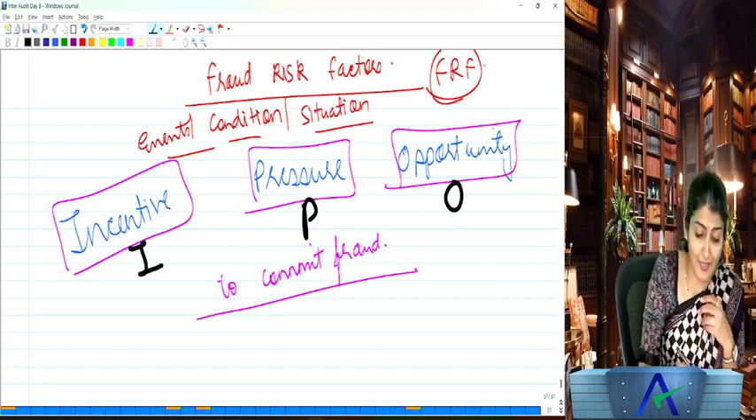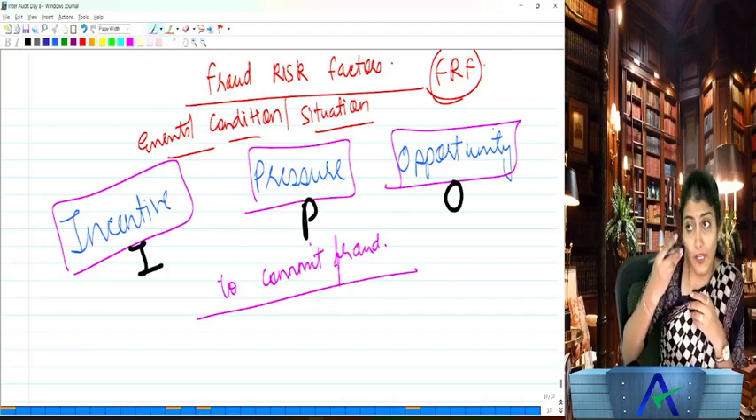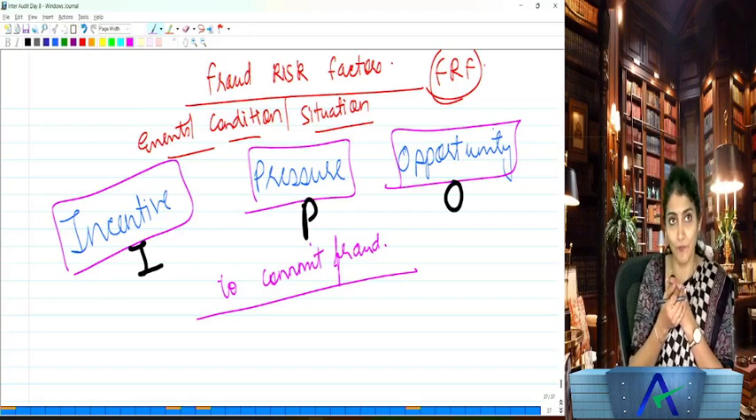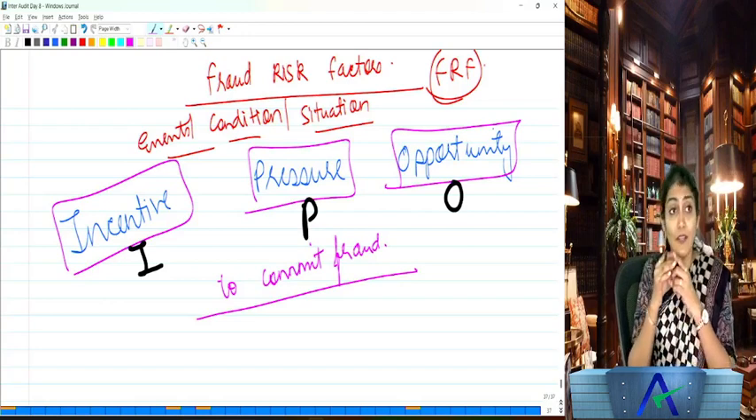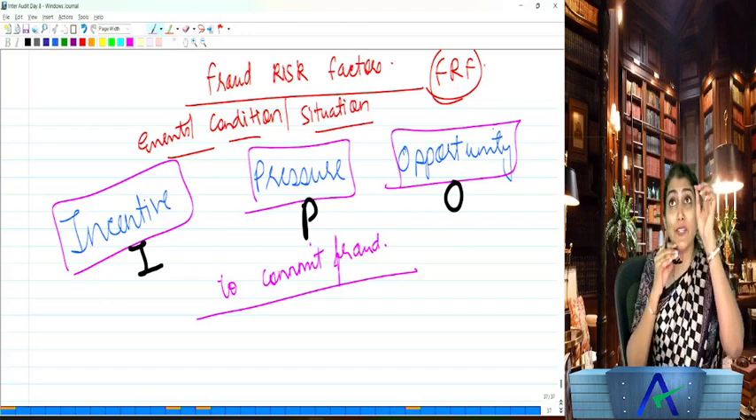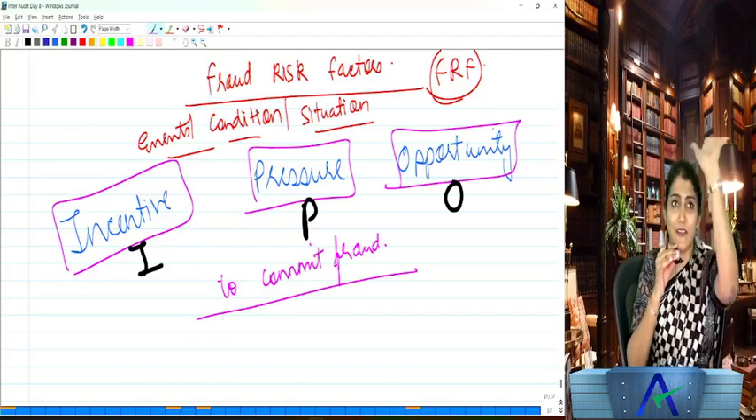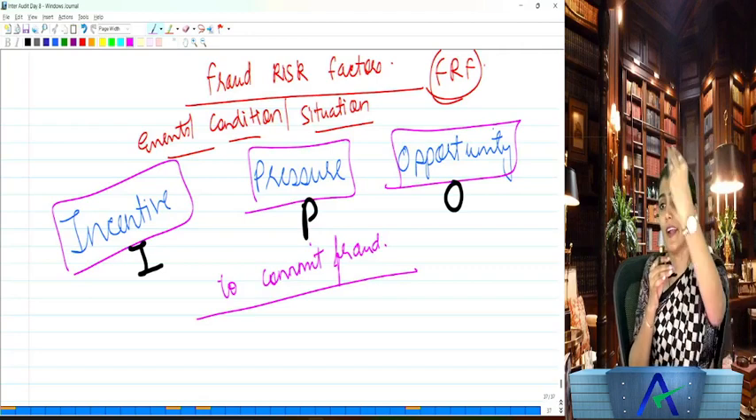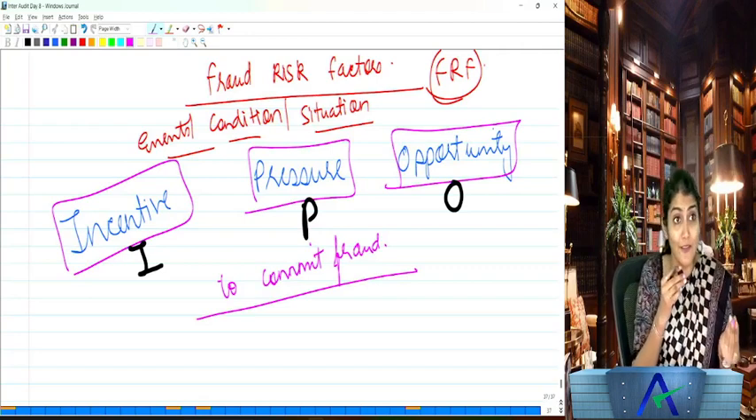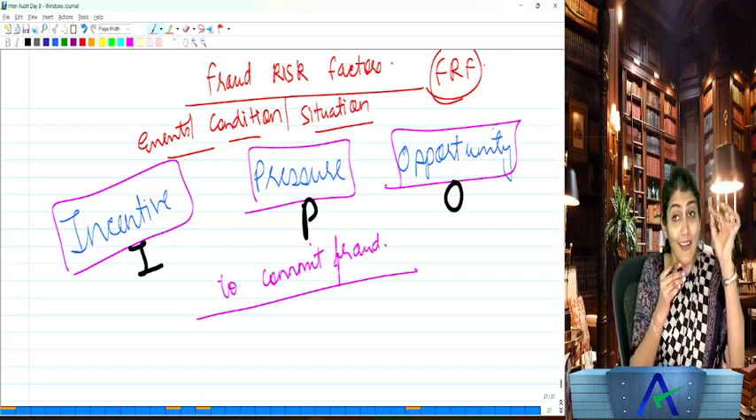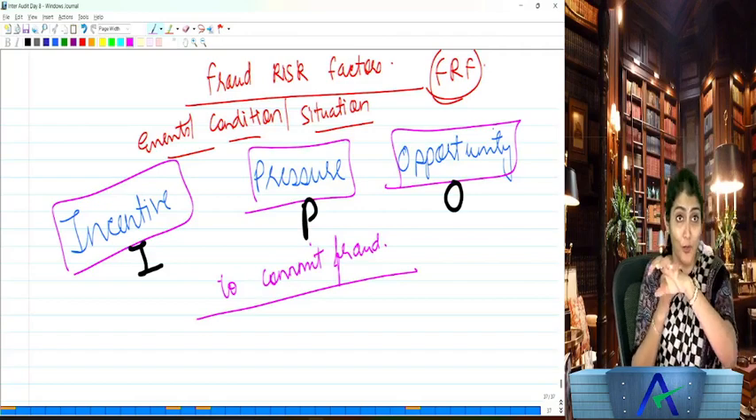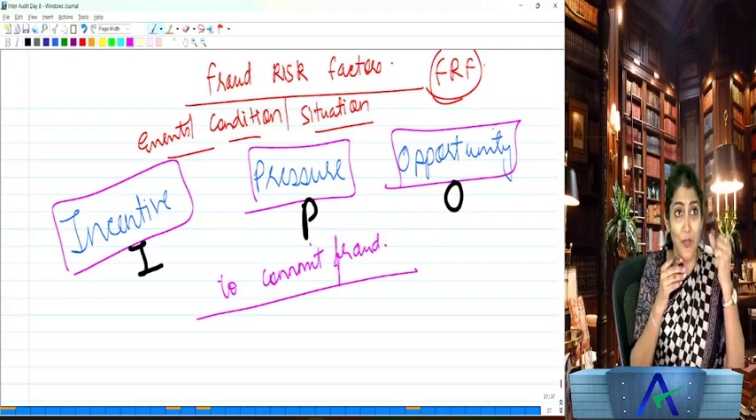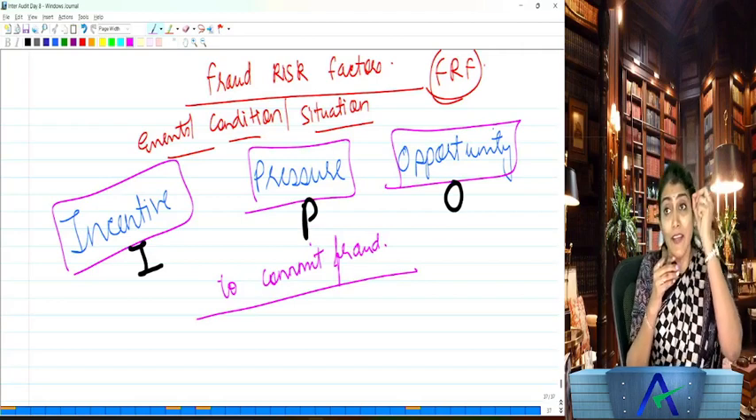Very fundamental example. What would give you an incentive to commit a fraud? Money, right? Okay, managerial remuneration is linked to profits. Whatever the profits of the company, 11% of that is your remuneration. Obviously, you have an incentive to commit a fraud. The higher the profits of the company, the higher the managerial remuneration you will get. So you have an incentive.